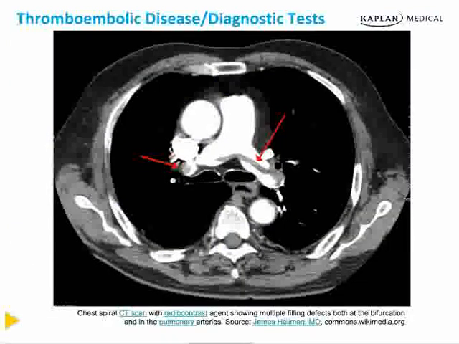Here is a chest spiral CT with radio contrast. As you see, there are multiple filling defects both at the bifurcation and in the pulmonary arteries. This CT is very classic for an acute pulmonary embolus.